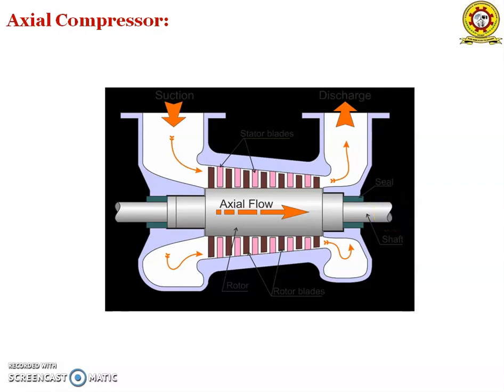Multi-stage axial compressors can generate very high flow rates and discharge pressures. Axial compressors are usually limited to 16 stages only due to temperature or material limitations. Axial compressors are lighter, more efficient and smaller than centrifugal compressors. So these are the construction and working of rotary compressors.